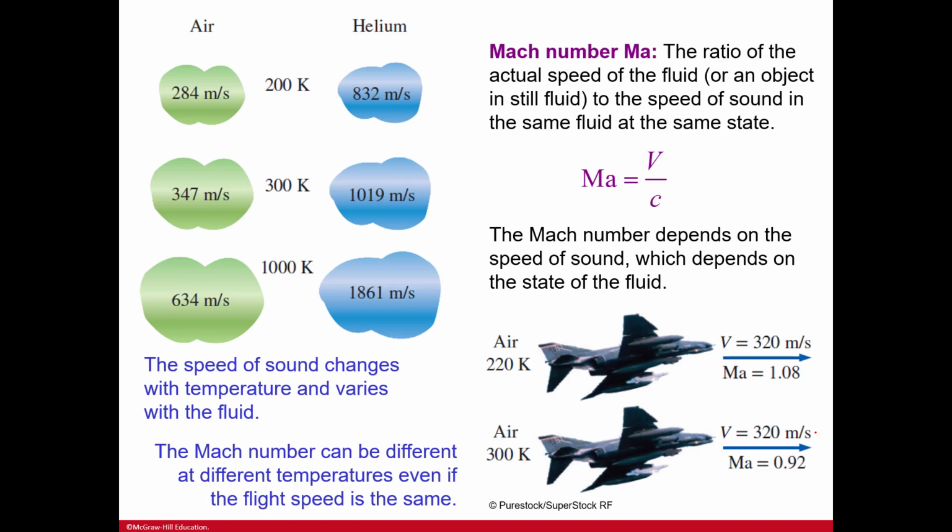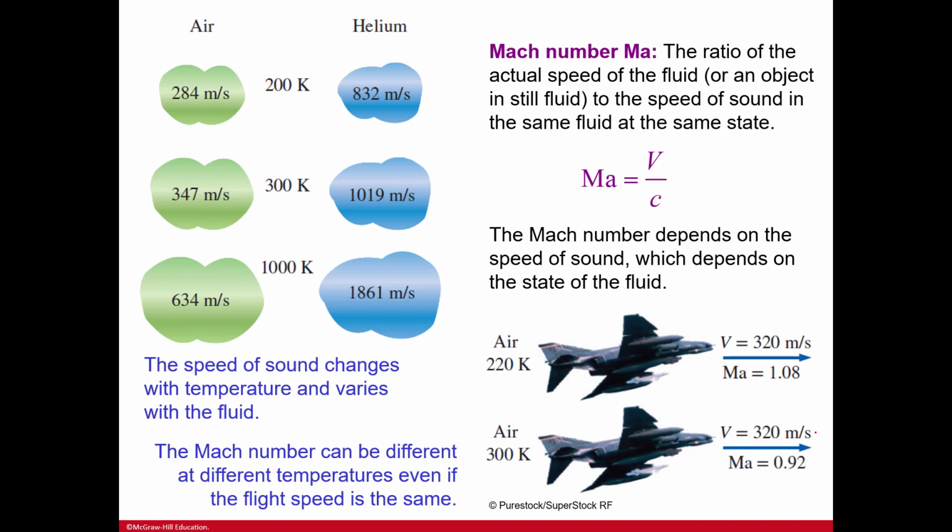So here we have Mach number, Ma, which is the ratio of the actual speed of a fluid or an object in a still fluid to the speed of sound. So it's just those ratios to give you that Mach number. Okay, and then the Mach number depends on the speed of sound, which depends on the state of the fluid. So here you have air at 220 Kelvin and then air at 300 Kelvin, and you have the changes in those.